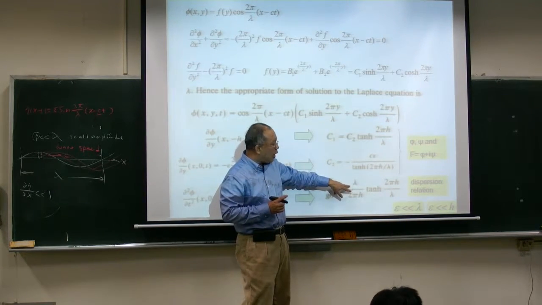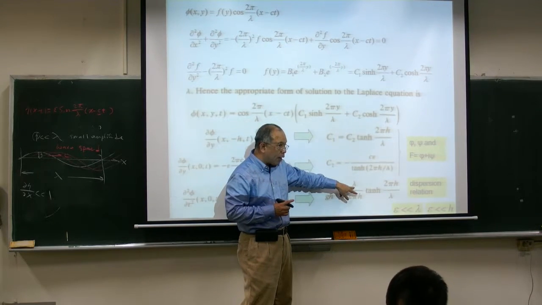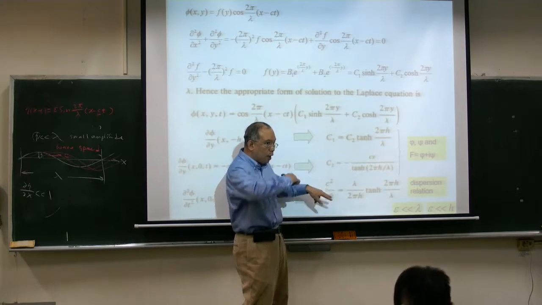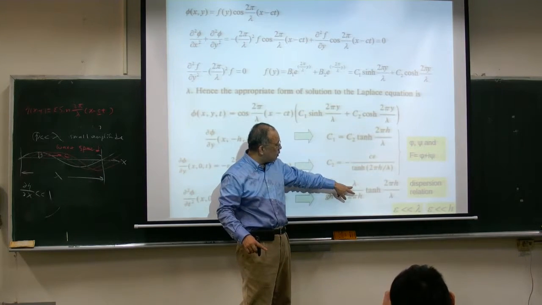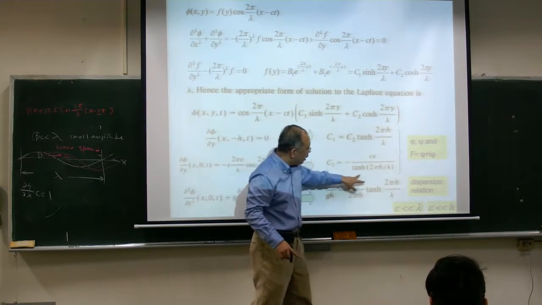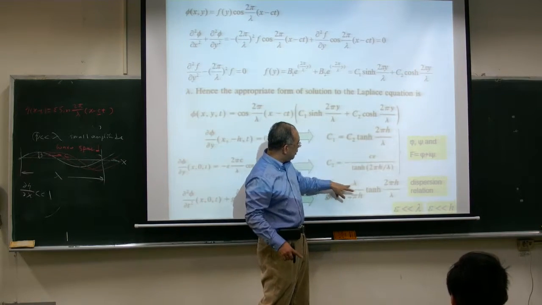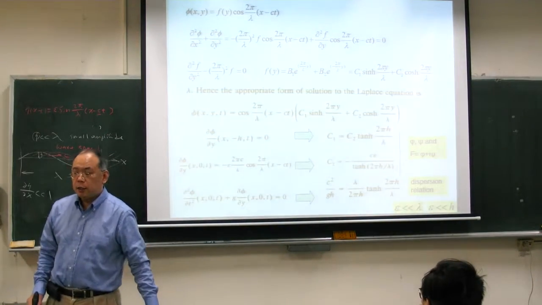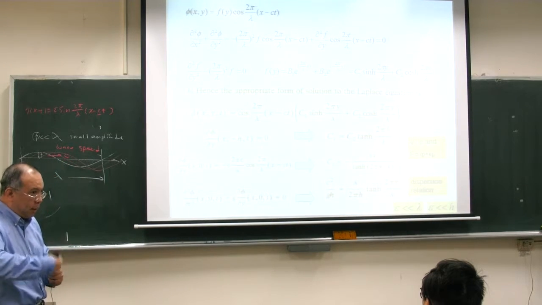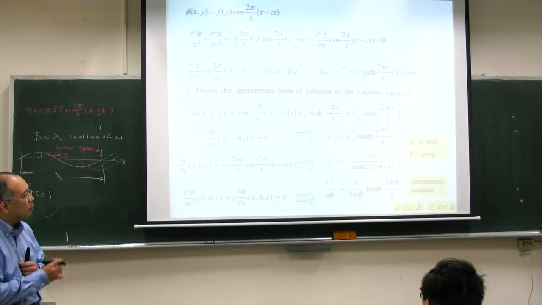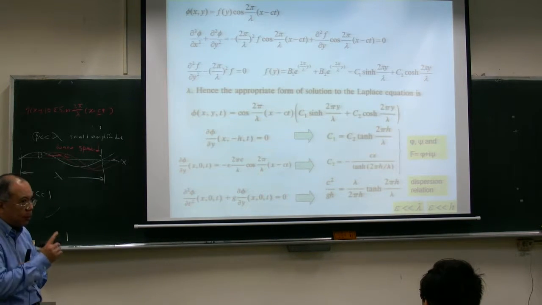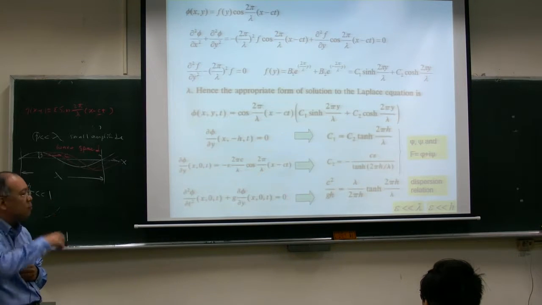So the physical meaning of this is that for different lambda, we have a different speed. Waves with different wavelengths will travel at different speeds. This is called the dispersion relation, and it is very important in waves. Every time you are talking about a wave, you always have the so-called dispersion relation, which relates our wave speed and wavelength. They have to satisfy some equation, and this equation is called the dispersion relation.